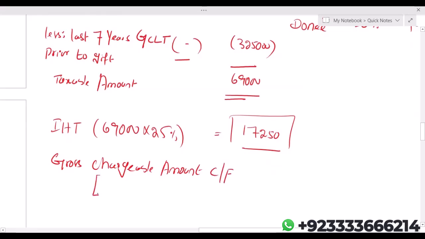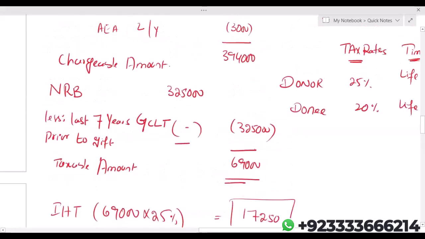If the donor has paid the tax, question. Yeah, taper relief is only applicable on death tax. Second, taper relief comes only on death tax, plus it only comes when the donor dies at least after 3 years of making the gift. Okay, now gross chargeable amount, how will you calculate? First of all, take the chargeable amount, which is 394.